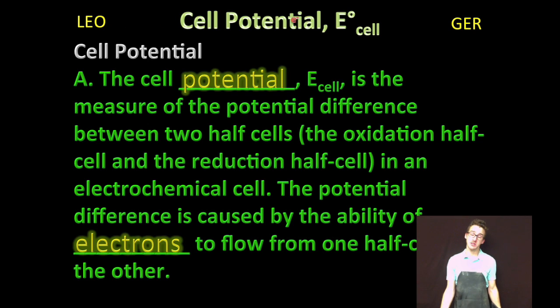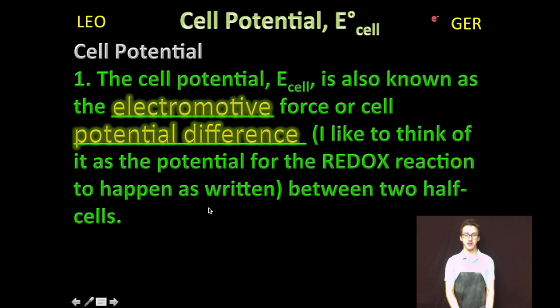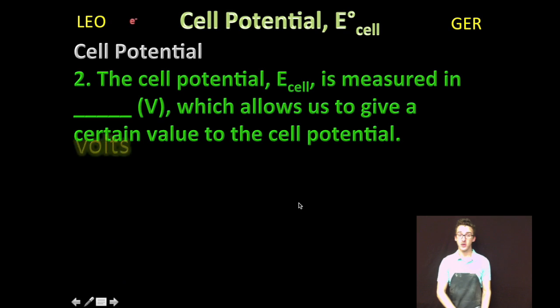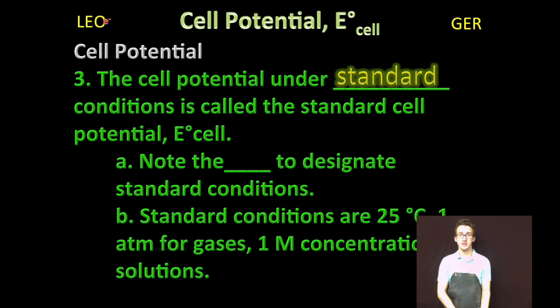At any rate, the cell potential is just one way we can tell how likely it is for a redox reaction to occur as written. It's also known as the electromotive force or cell potential difference. So what you want to take away from the cell potential is, is this reaction going to happen spontaneously or is it not? Now, cell potential is measured in volts, which allows us to give a numerical value to the cell potential. Cell potentials under standard conditions are called the standard cell potentials, and notice the little naught symbol to designate standard conditions.